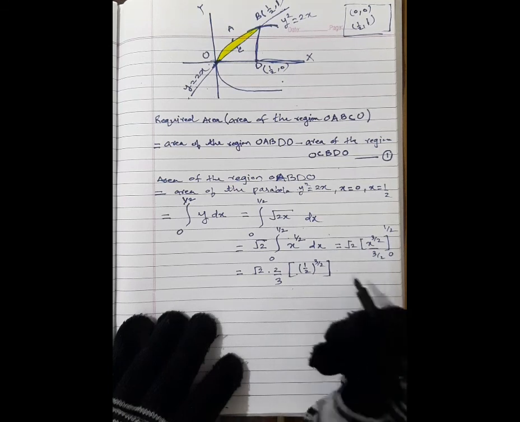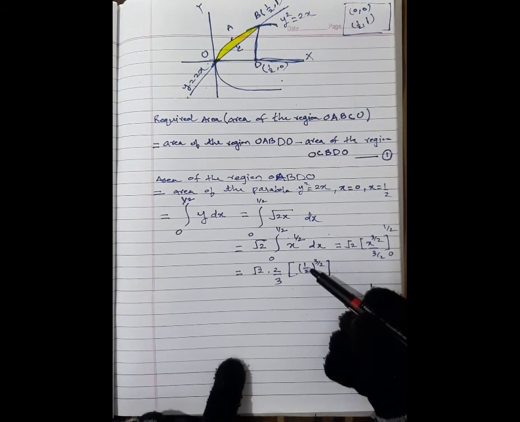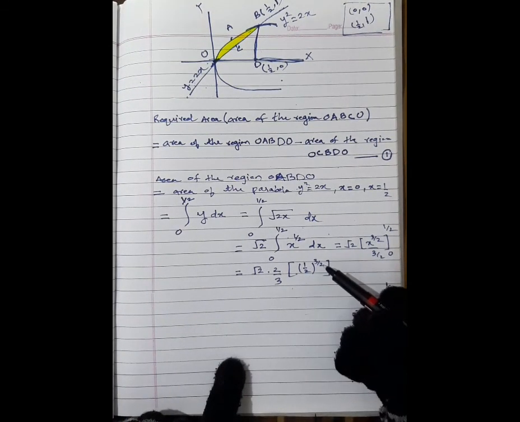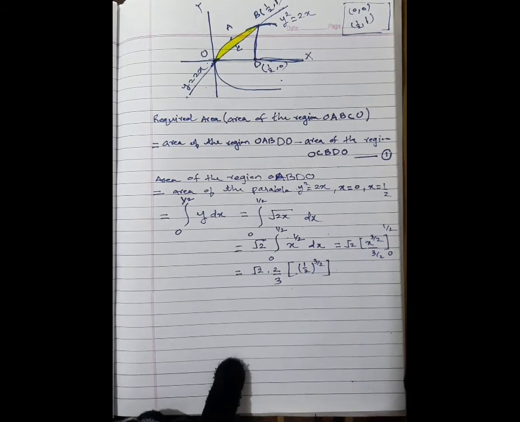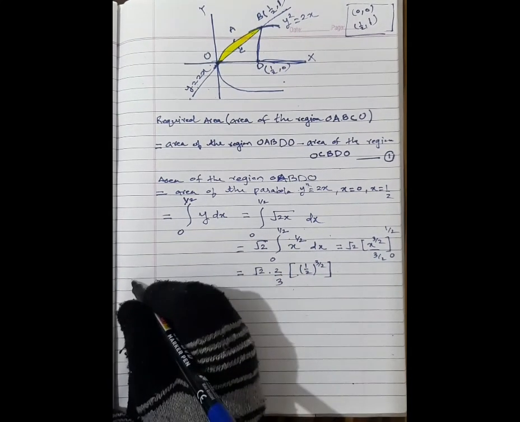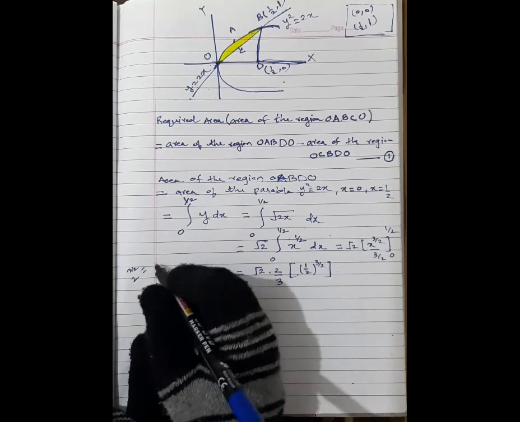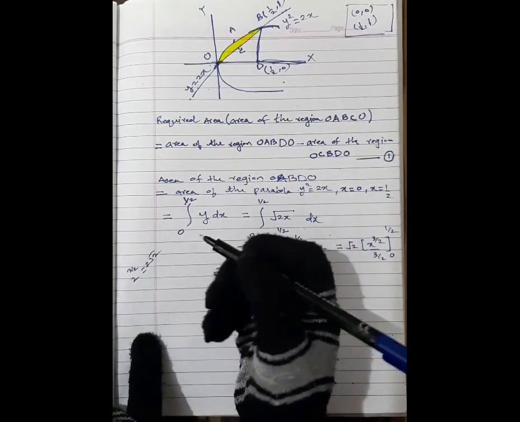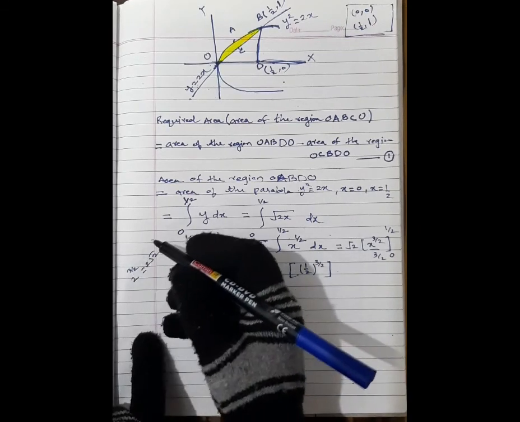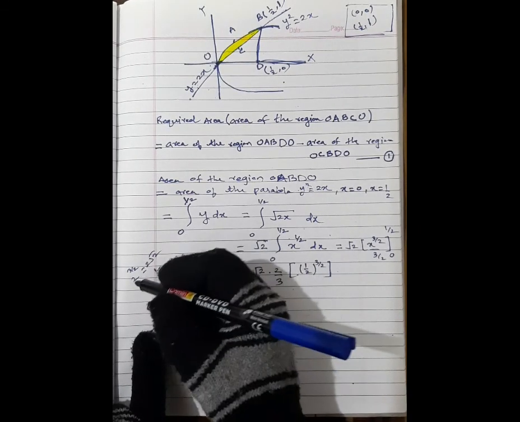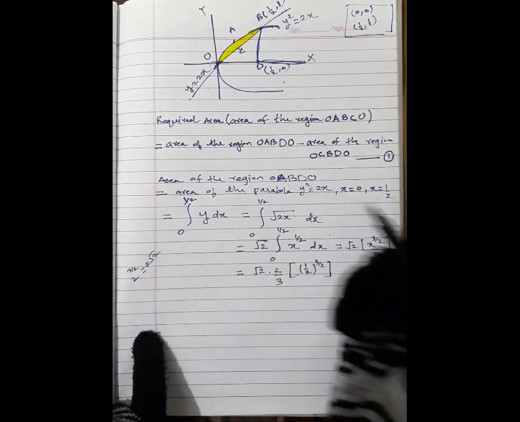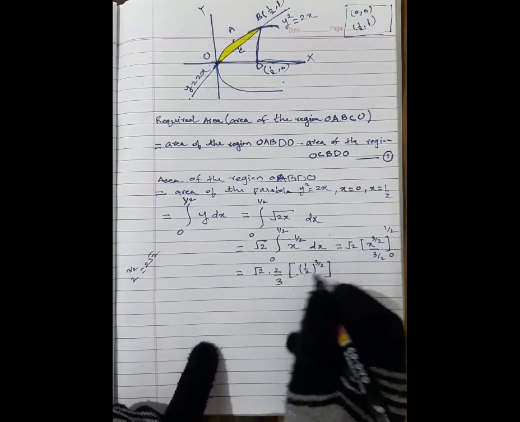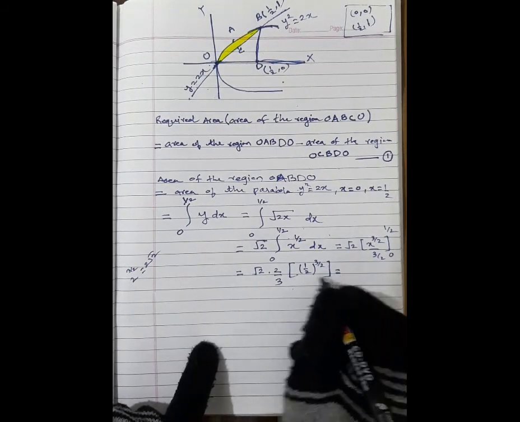0, don't write. So here students, what is the power? 1 upon 2 raised to 3 by 2. So 1 raised to 3 by 2, 2 raised to 3 by 2. Students will write 2 raised to 3 by 2 as 2 into root 2, because 3 by 2 is 1 plus 1 upon 2. Yes, so 2 raised to 1 is 2, 2 raised to 1 upon 2 is root 2. So 2 root 2.